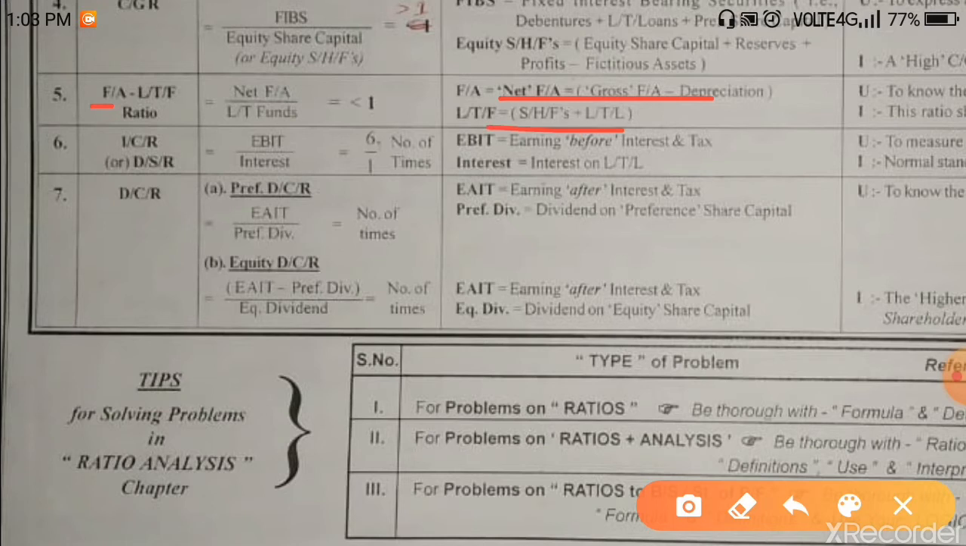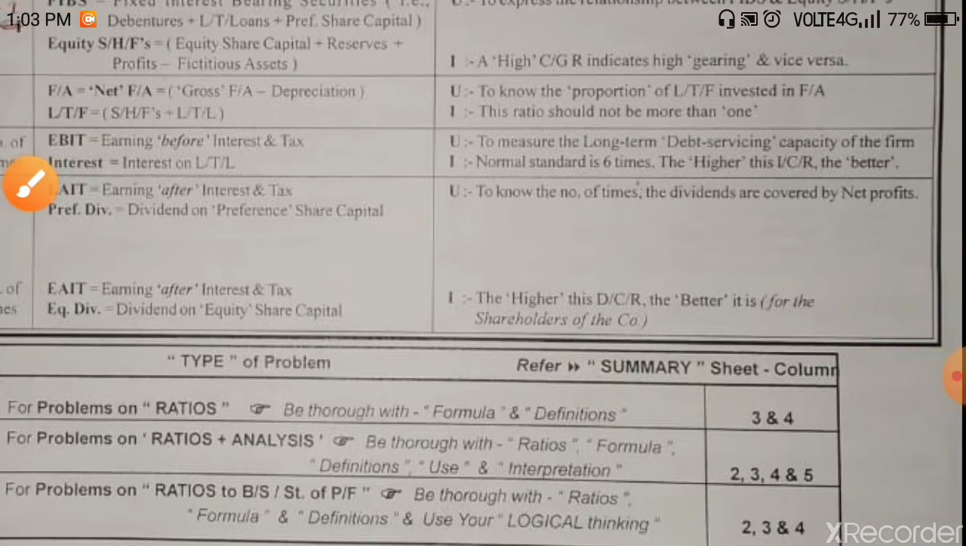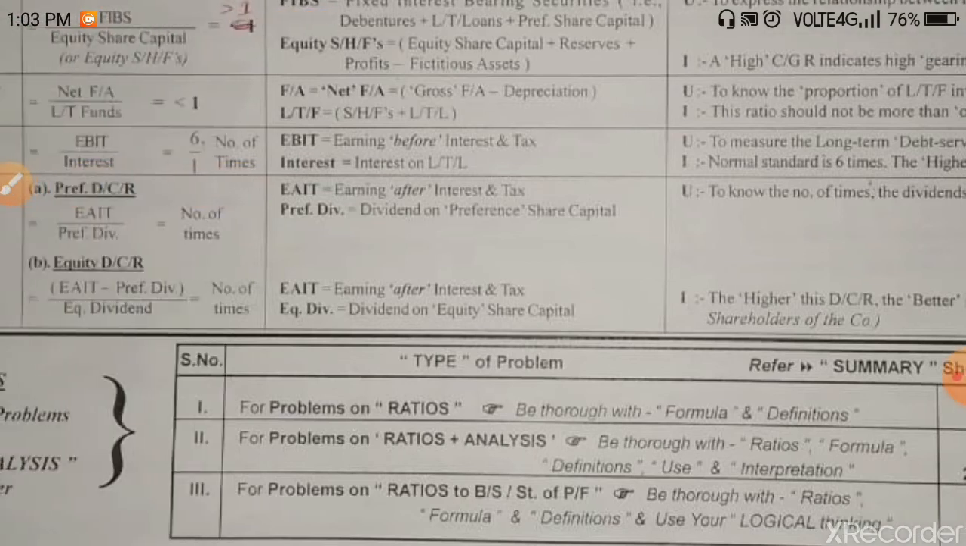Use and interpretation: it is to know the proportion of long term funds invested in fixed assets. This ratio tells how the long term funds raised, the borrowed loans, are invested in fixed assets. The ratio should not be more than 1. It means the entire long term funds should not be invested in fixed assets.